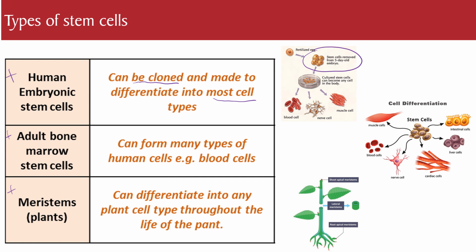The second type is the ones that we all have. They are adult bone marrow stem cells, or sometimes just adult stem cells. They can form many different types of cells, but they are limited. And the final type is meristems. I always call them the happy stem cells. They are plant stem cells, and they can differentiate into any plant cell type throughout the life of a plant. So if you break a branch off a tree, stem cells will go to where that branch was broken, and new growth can appear.